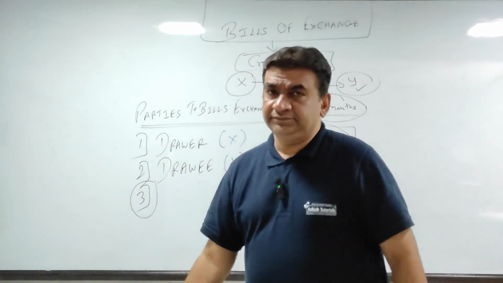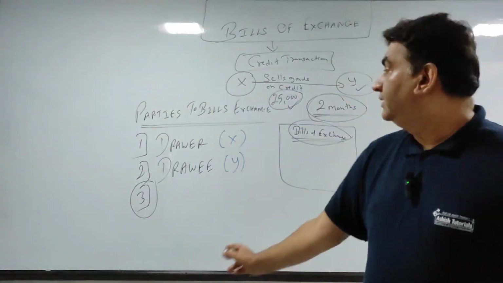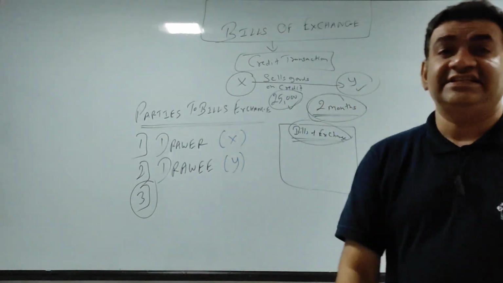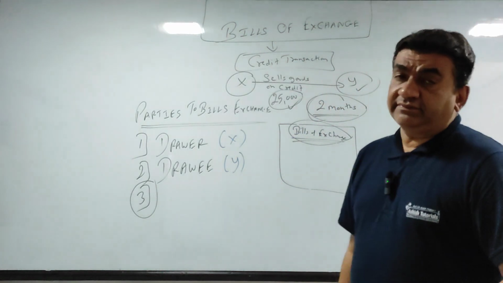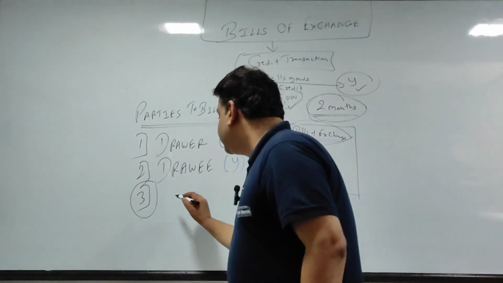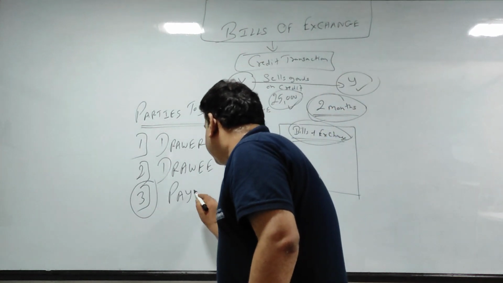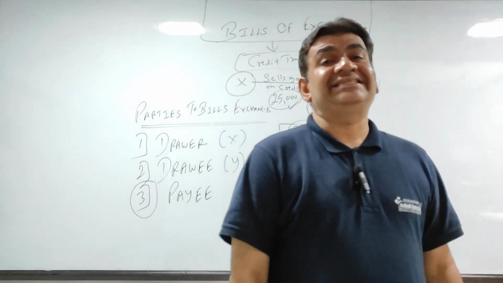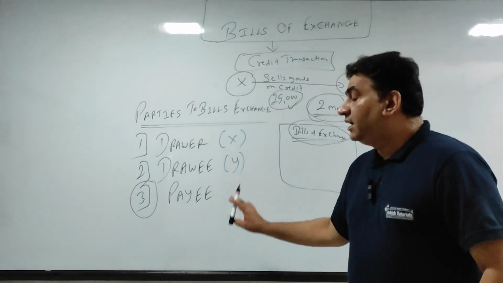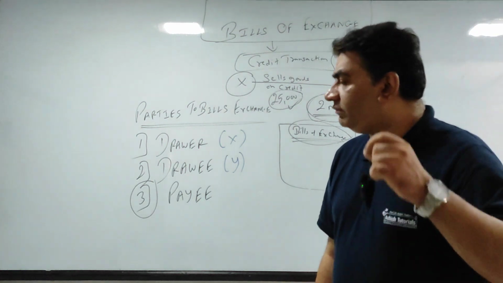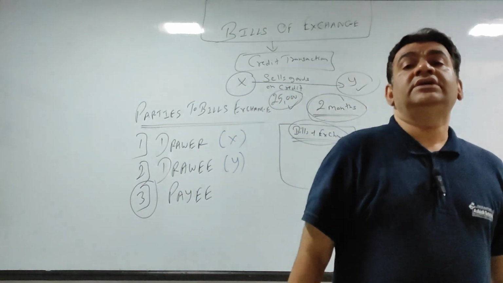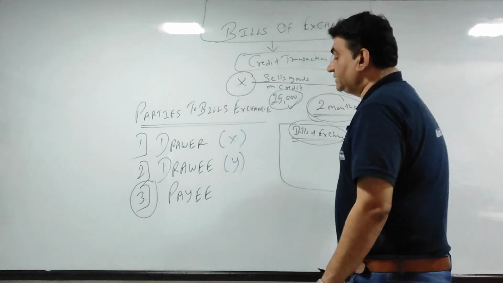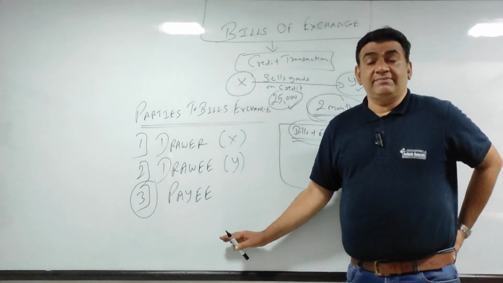Third party, third person. अभी तुम लोग बोलोगे सर आपने ये एग्जाम्पल दिया उसमें तो दो ही पार्टी एक्स और वाई, तो तीसरा कहां से आएगा? Understand this. The third party is called as the payee. Payee is that person to whom the bill is payable.